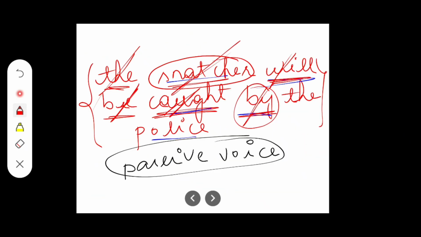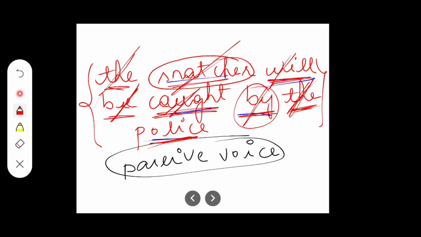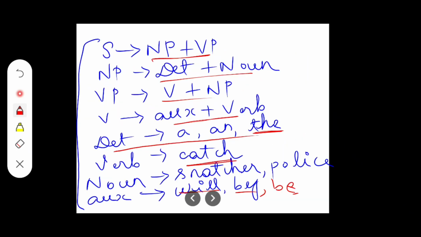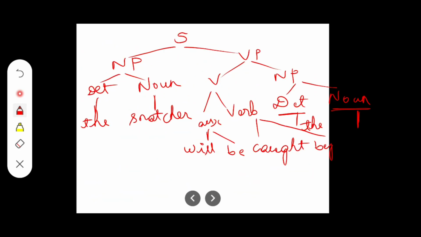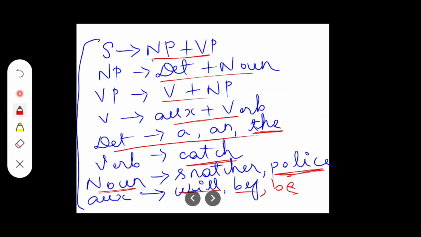What is the next determiner that we are having in the example after the snatcher? We are left with the and police. So this the is nothing but determiner. So carry the in the place of determiner. So determiner is nothing but the, and we are left with noun. So what is the next word? Police. Look into the rule. Is this police a noun? Yes, police is a noun. So write police in the place of noun. Okay, police is over. Do we have any words remaining in the sentence? No, we have included all the words.